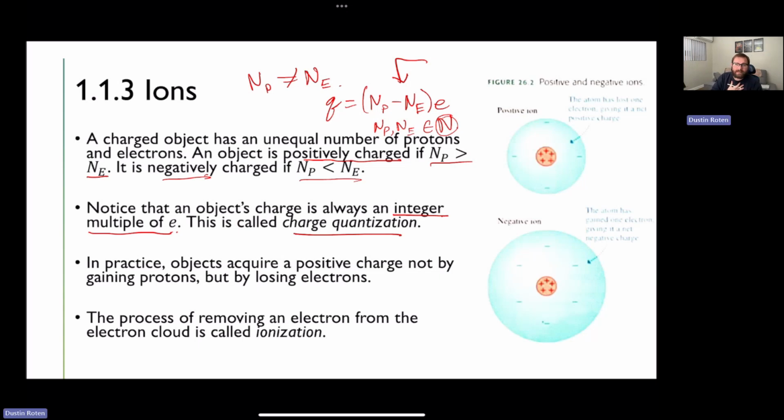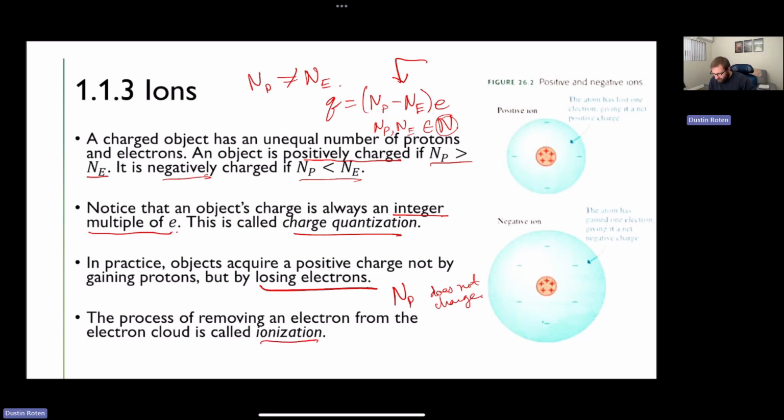So when this happens, usually objects acquire a positive charge not by gaining protons, but by losing electrons. Turns out it's really hard to lose protons. So generally, this number here does not change. NP does not change. Generally, if you're going to lose electrons or gain or if you're going to become positive, it's because you're losing electrons. And of course, the process of stripping away those electrons is actually called ionization.